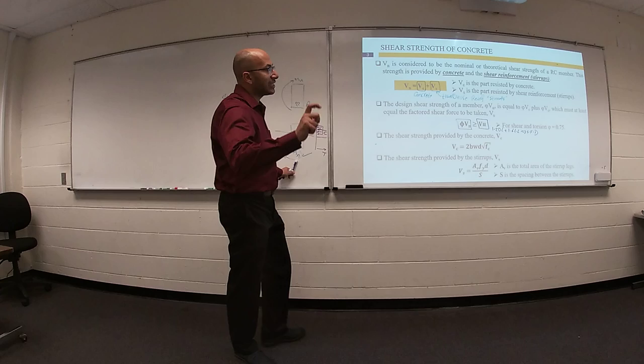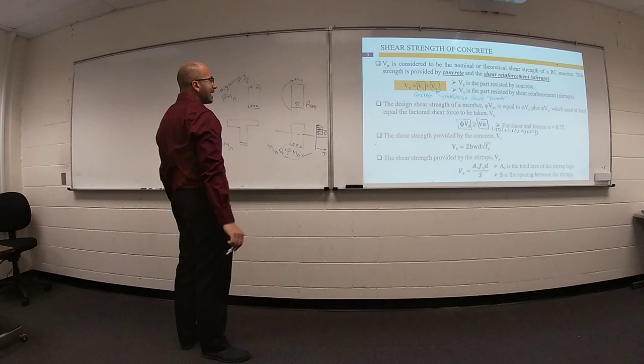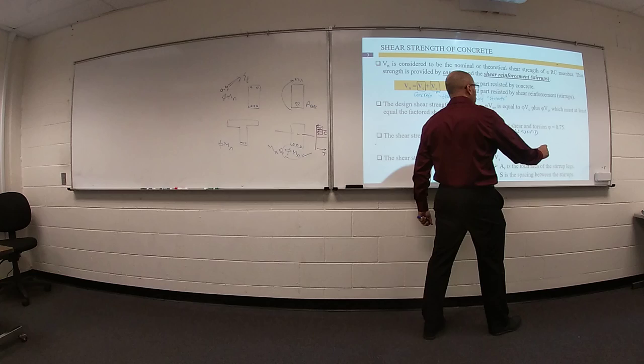Phi for bending was equal to 0.9, or based on what the strain in reinforcement is, but most of the time 0.9. In shear, no, your phi for shear or torsion is 0.75 based on ACI.